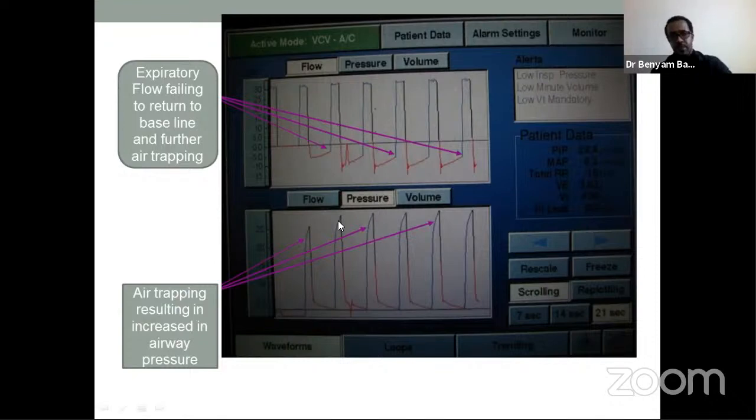increased airway resistance. So increased airway resistance will be seen on the pressure curve as the peak airway pressure is consecutively increasing from the initial level and continuing to increase. So air trapping results in increased airway pressure. So you'll be able to see the effects of auto PEEP also on the pressure time curve.